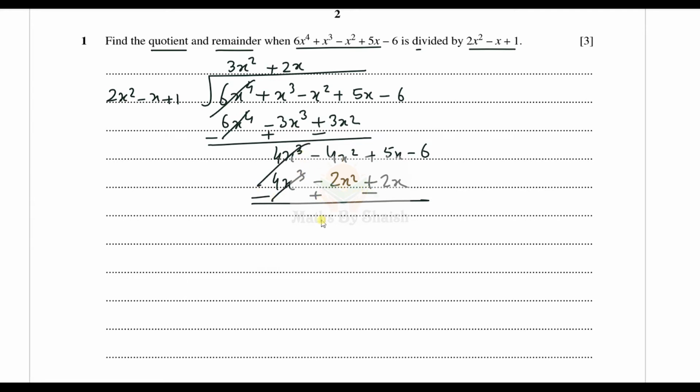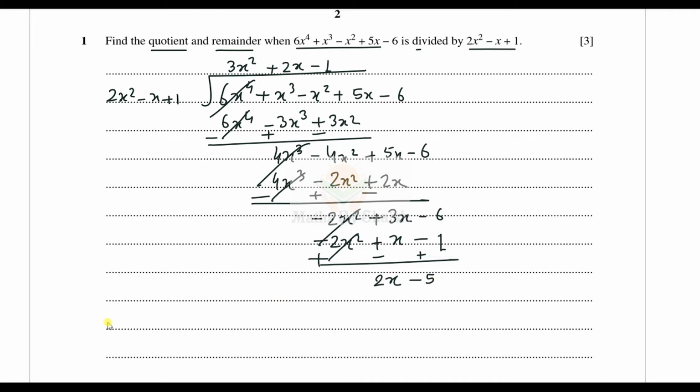This is cancelled. It is minus 2x square plus 3x minus 6. And now if you divide minus 2x square by 2x square, then you'll get minus 1. So it is minus 1 times, and hence we'll multiply. It is going to be minus 2x square plus x minus 1. And now we'll change the sign, and here the plus cancelled. It is 3 minus 1, that is 2x, 6 minus 6 plus 1, minus 5.